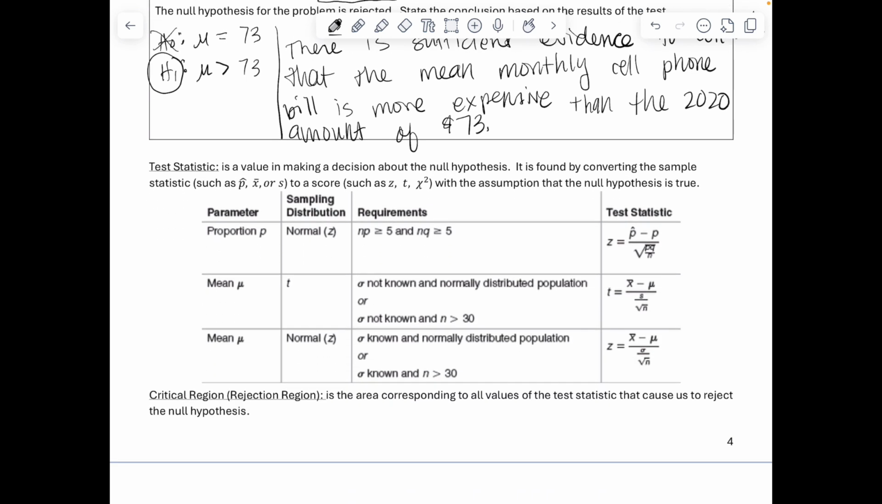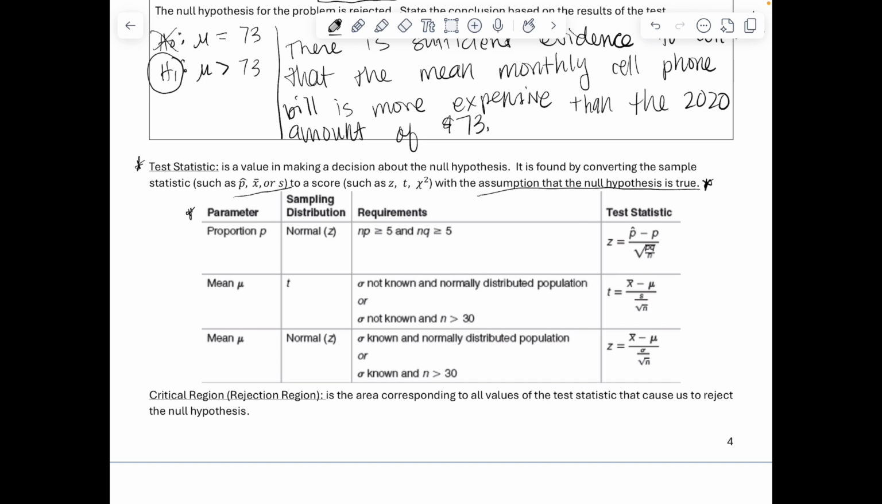Right underneath these examples, it says the test statistic is a value in making a decision about the null hypothesis. It is found by converting the sample statistics, such as p hat, x bar, or s, to a score such as z, t, or chi-squared, with the assumption that the null hypothesis is true. So again, under that assumption that the null hypothesis is true, and we have a table down below going over those different parameters, the sampling distribution, the requirements that you would have to check, and your test statistic.